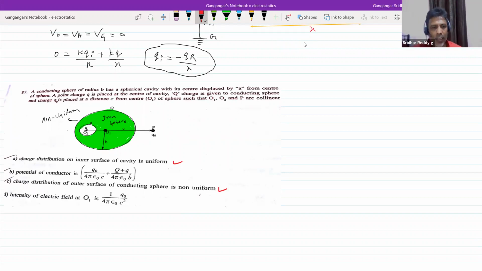Can we pick up anything? No, the potential of the conductor is where we can find out the potential very easily, at point O1. So I'll write the equation: potential at O1 due to point charge Q naught is K Q naught, by 4 pi will not be there. See, you will keep it like this.